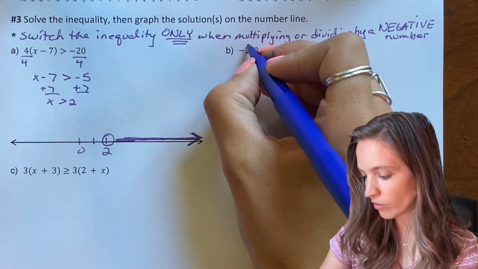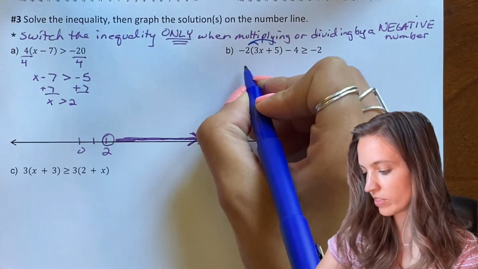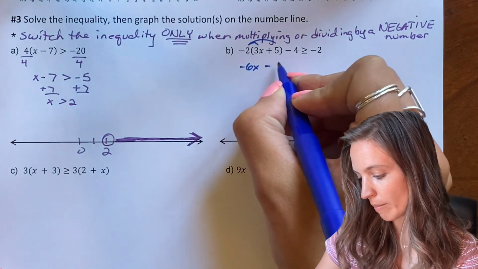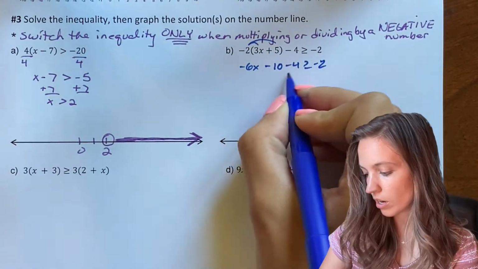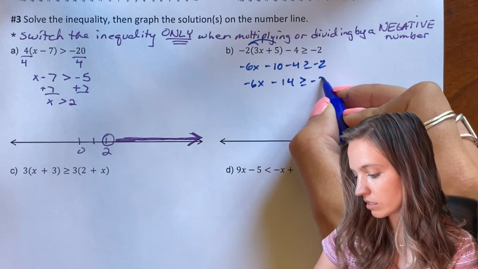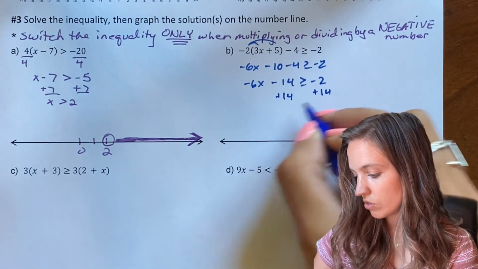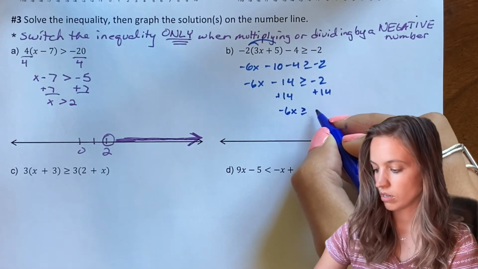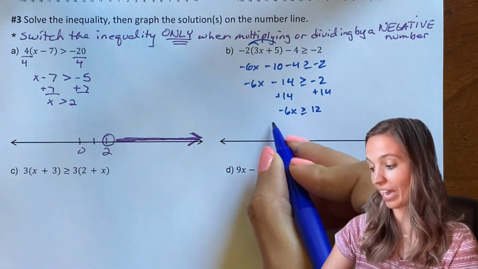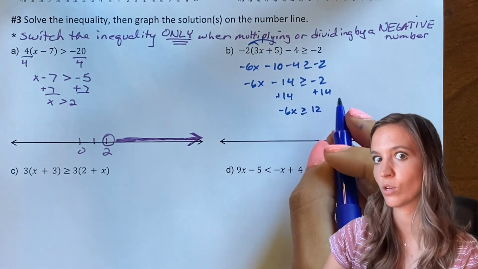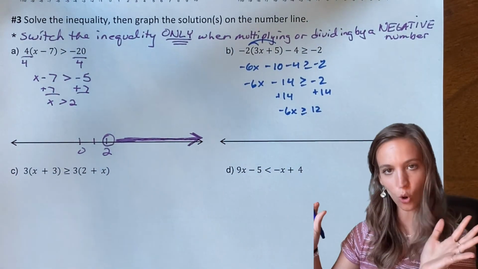So as the first one, the first thing I'm gonna do is distribute because I have those parentheses there. So I'm gonna have negative 6x minus 10. I'm gonna combine like terms, negative 6x minus 14. It's greater than or equal to negative 2. Add the 14. Okay, here's the crucial step. This is where you can either make a really big mistake or be totally on the right track.